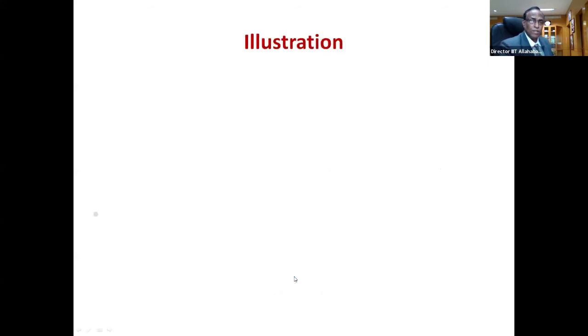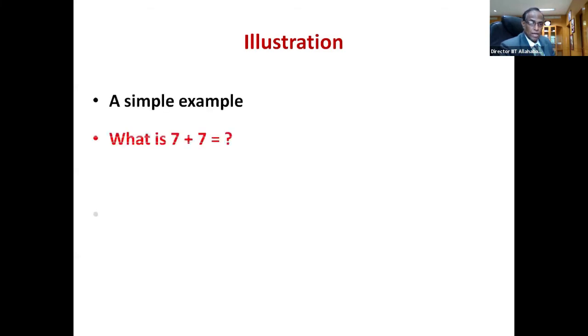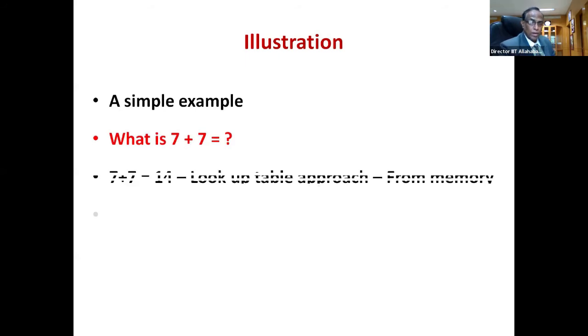Okay, I will give a very simple illustration from our day-to-day life. A very simple primary school example to show the difference between a lookup table approach and using intelligence. Look, I shall ask you the question, what is 7 plus 7? When people are very smart, they will immediately tell 14, which is a lookup table approach, straight from memory. 7 plus 7 is 14.